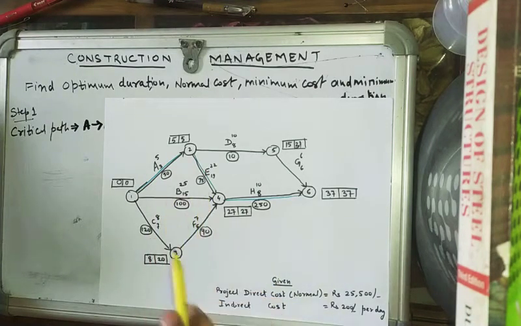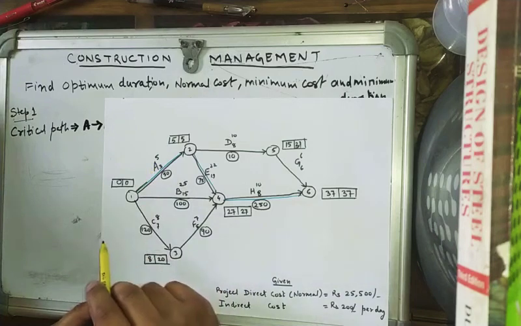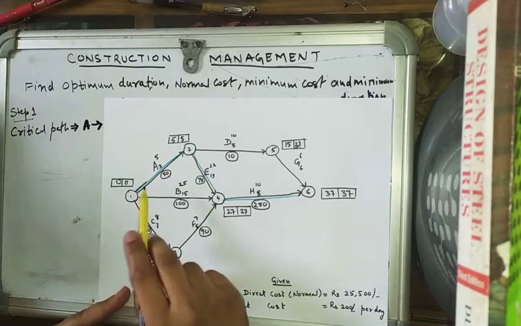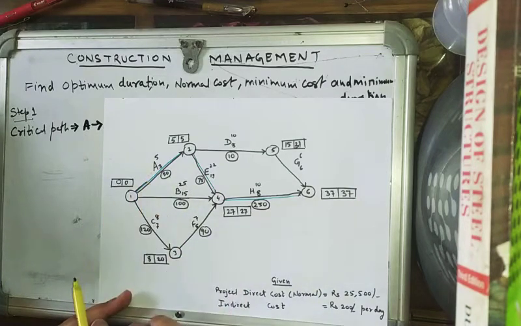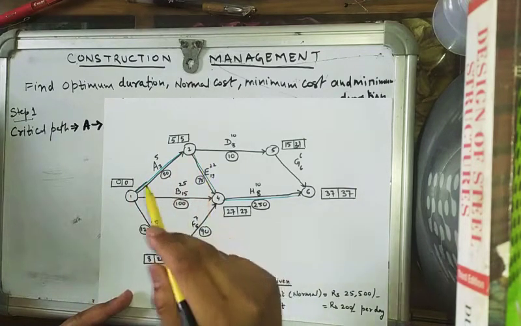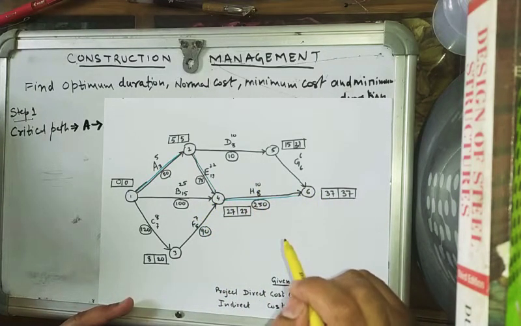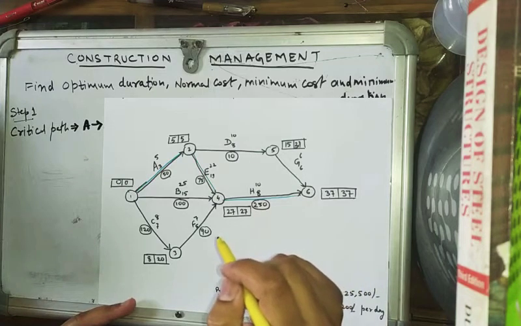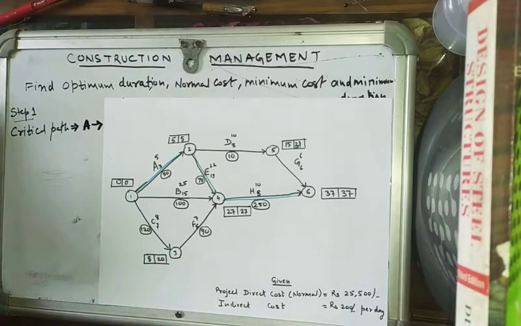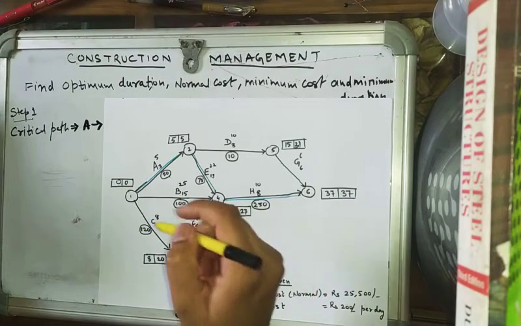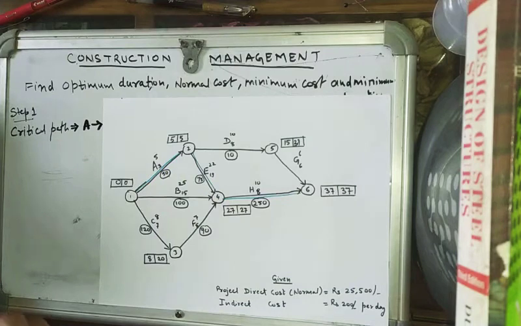we will take up that activity which has the least cost slope. So here we know that activity A has the least cost slope, that is 50. So first of all we'll crash this activity A and again calculate EOT and LOT for this project, and we'll go on calculating the time.